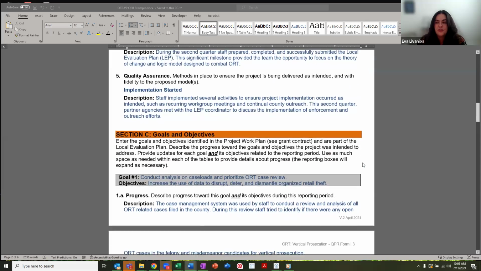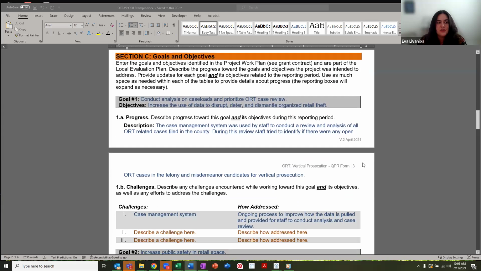So moving on to section C, goals. Does anyone have any questions for that section?